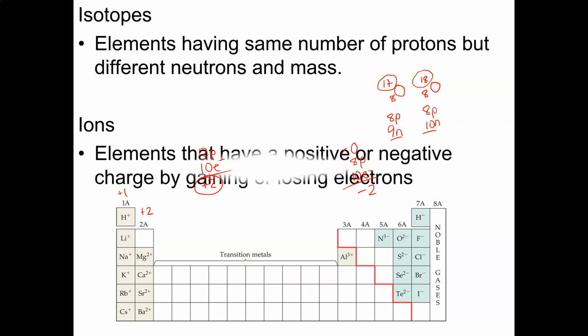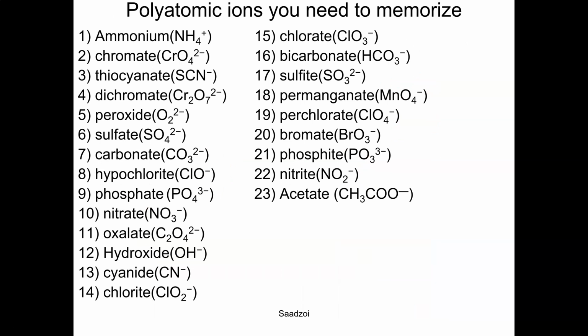Ions, on the other hand, as we saw earlier, are elements that have charges. That's because they gained or lost electrons. All right, these are polyatomic ions. These are compounds with charges. You have to memorize all of them. So you would have to know that thiocyanate is SCN with a -1 charge. You have to know peroxide, O2 with a -2 charge, and so on and so forth. So all these are required to just be memorized. There's no way around that.